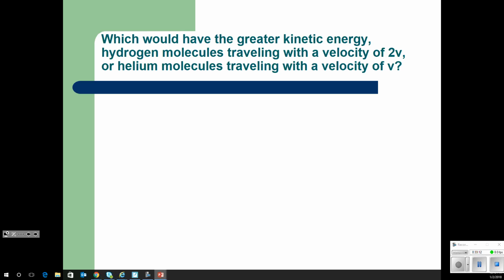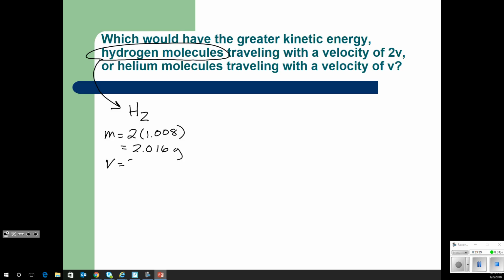Now we're not going to be working with actual numbers. We got to sort of think this through. Okay, so the greater kinetic energy, hydrogen molecules. Hydrogen molecules are H2, right? So the mass would equal 2 times 1.008, which would be 2.016 grams. Everybody okay with that? Okay, now keep going. Traveling at a velocity, so velocity here is 2v. It's something I don't know. It's 2 times the velocity of something else.